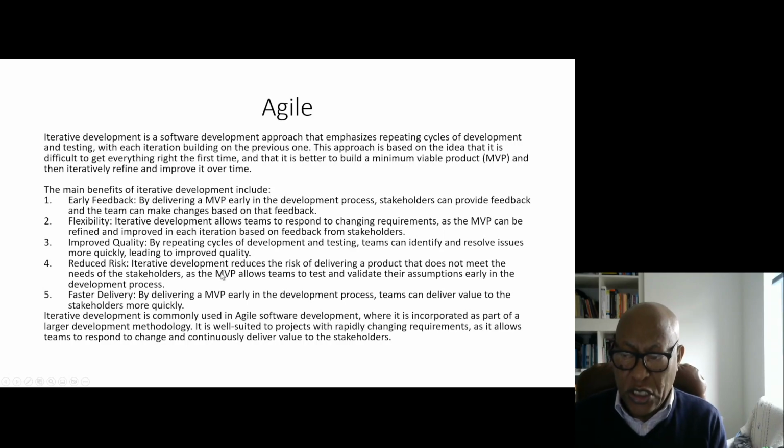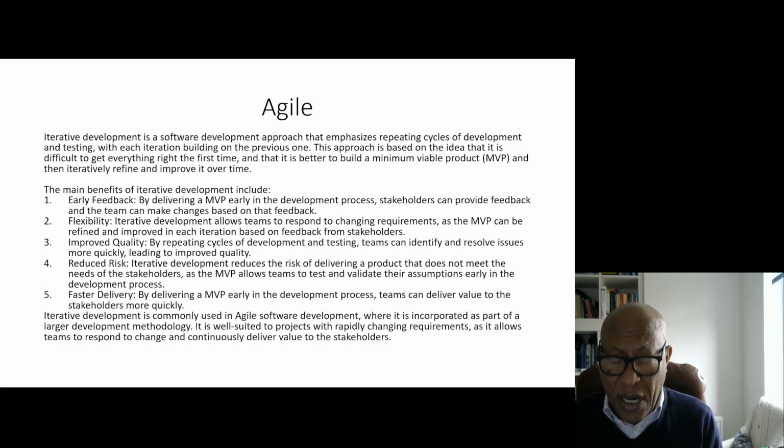Iterative development reduces the risk of delivering products that don't meet the needs of the stakeholders, because the stakeholders are part of the development, and it allows teams to test and validate their assumptions. So those are the key elements of this. The risk of failure of product development is reduced because stakeholders are involved. Then there is faster delivery: it takes a much shorter time span to deliver the product you're looking at.